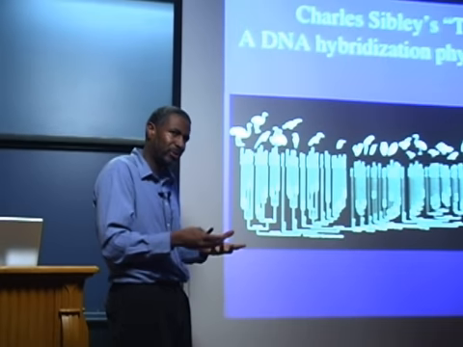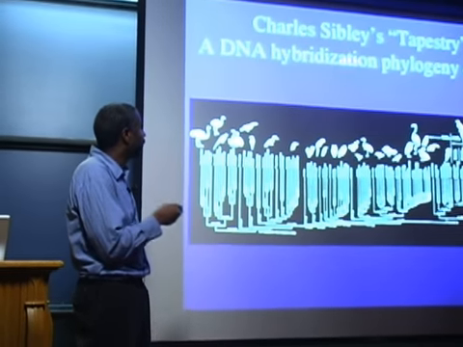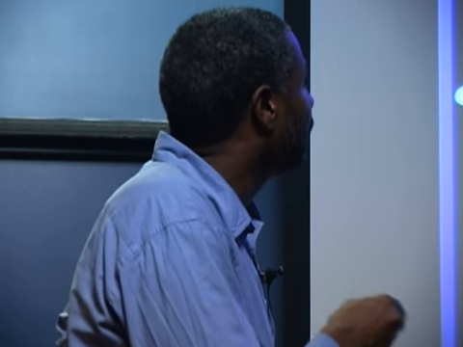Now, one of the most comprehensive studies of the evolution of birds was done by a guy named Charles Sibley. He was a professor at Yale for a number of years, and then he moved to California. And he conducted probably the broadest survey of DNA evolution within the birds. He used a technique called DNA hybridization. And in this technique, we're not looking directly at the DNA, but rather we're taking the DNA of one species and sort of melting it together, the two strands, with the DNA of another species.